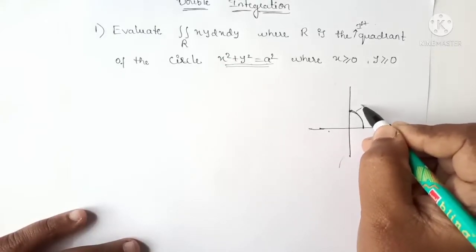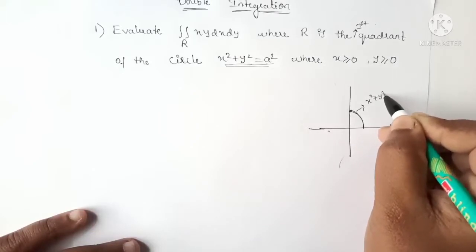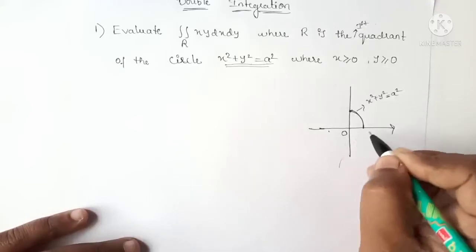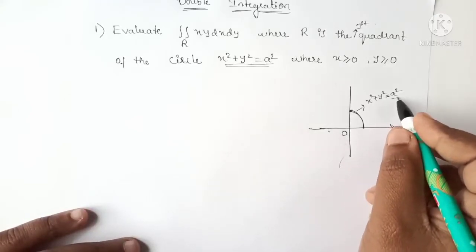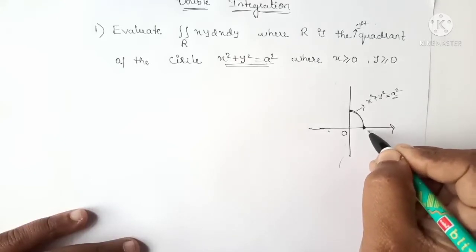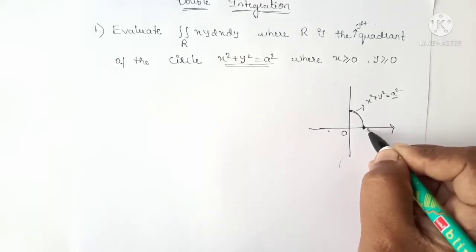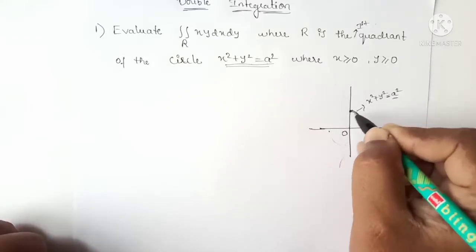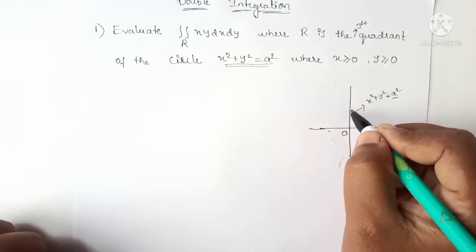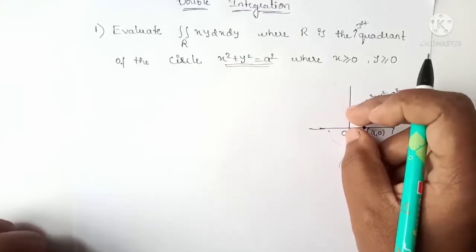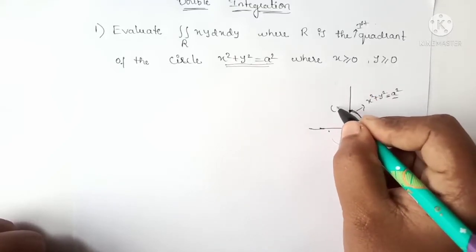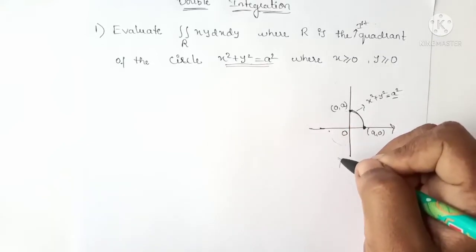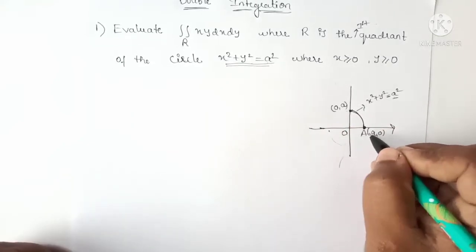This is the given circle x square plus y square is equal to a square, and this is the origin 0. Since the radius is equal to a, this point is a comma 0, and this distance is also equal to a, so this point has x coordinate 0 and y coordinate equal to a.